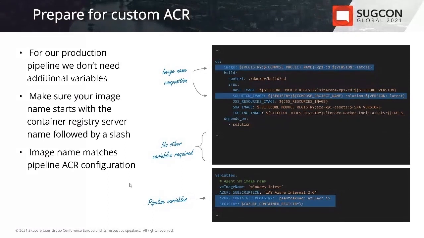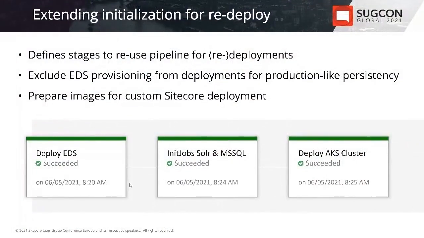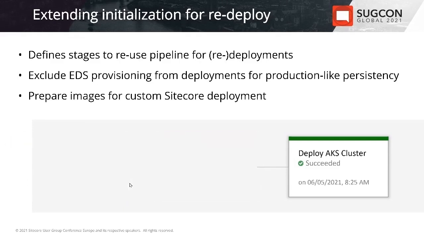Okay, so now we have prepared and fine-tuned our Compose file. It's time to take a look at the pipeline. When extending the initialization for redeploy purposes, we actually need to add some more steps into the pipeline. And here's the point where the regular demo Kubernetes deployment clearly differs from a real production-like scenario, because we do not run the EDS within a container and we need some persistency across deployments, you're not going to deploy your EDS every time. And you also don't need to run your init jobs if there's no changes in the Sitecore version or anything. So you can leave them out.